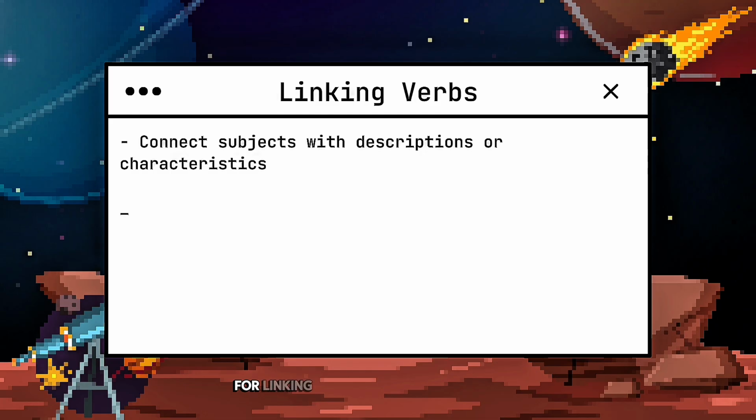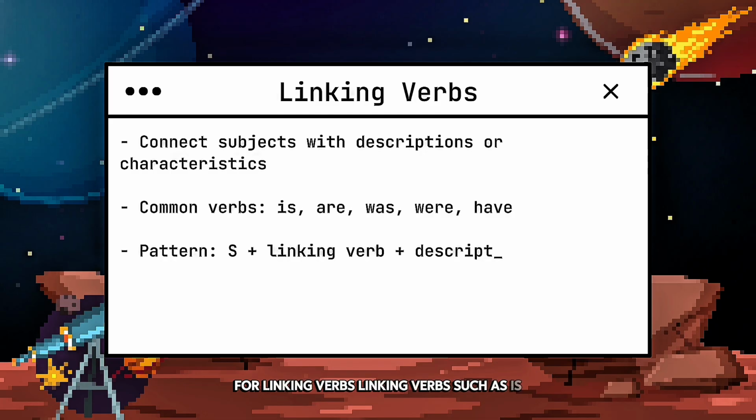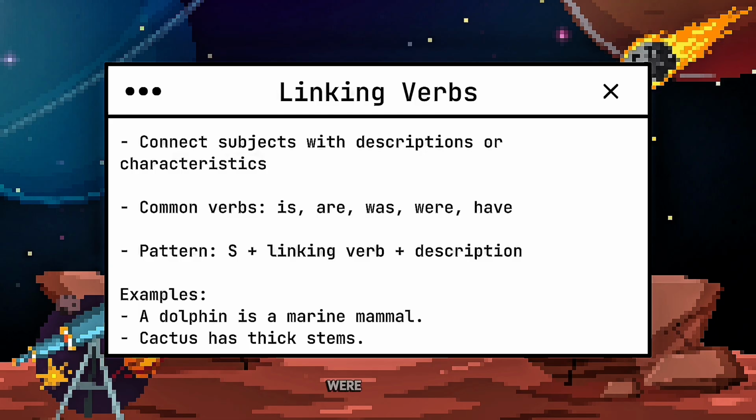4. Linking verbs. Linking verbs such as is, are, was, were, and have are used in report text to connect the subject with descriptions, classifications, or characteristics. For example, when we say a dolphin is a marine mammal, the linking verb connects the topic with its category. Another example, a cactus has thick stems that store water, shows the unique features of the cactus. Linking verbs help writers describe facts without showing actions. They make the text clear, descriptive, and scientific. The structure usually follows the pattern subject plus linking verb plus description, which is perfect for explaining characteristics in a factual way.